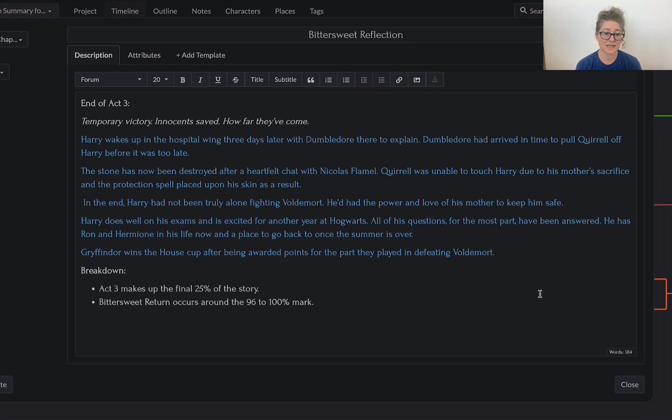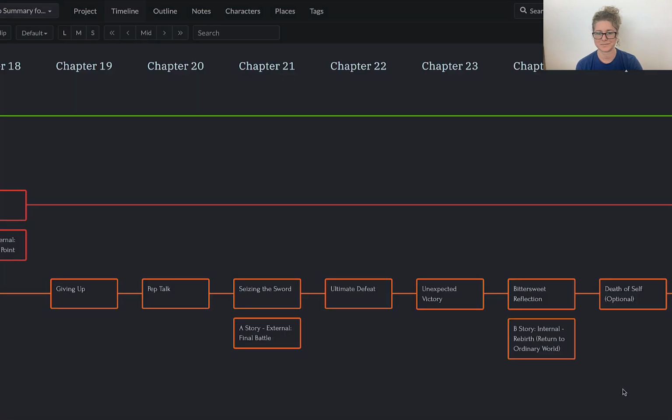Harry does well on his exams and is excited for another year at Hogwarts. All of his questions, for the most part, have been answered. He has Ron and Hermione in his life now and a place to go back to once the summer is over. Gryffindor wins the House Cup after being awarded points for the part they played in defeating Voldemort.